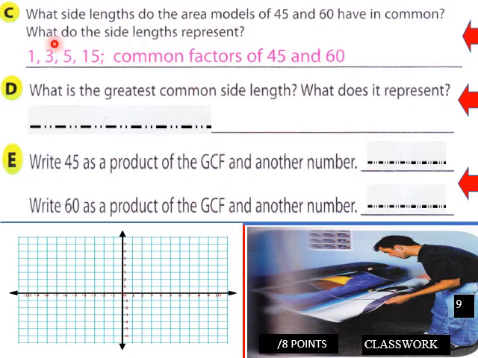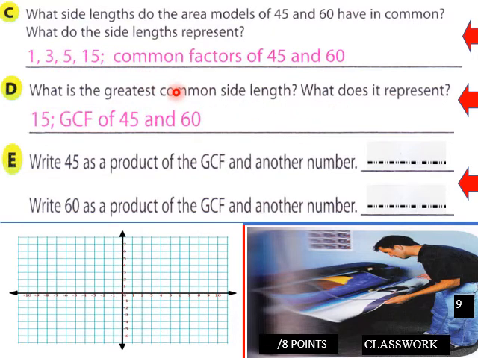Welcome back. 1, 3, 5, and 15 are the common factors of 45 and 60. And then what is the greatest common side length? The greatest common side length would be 15. 15 goes into 45 and 60. It is the GCF of 45 and 60.